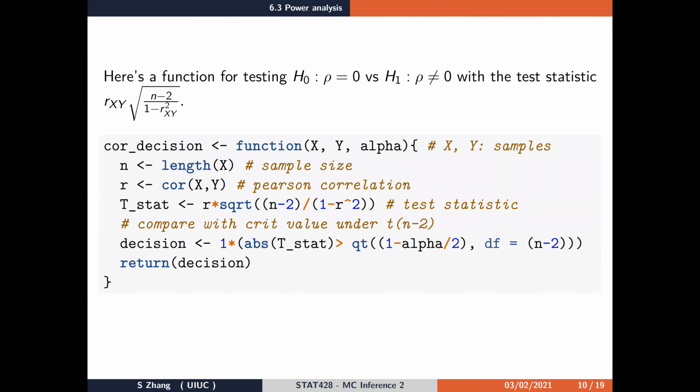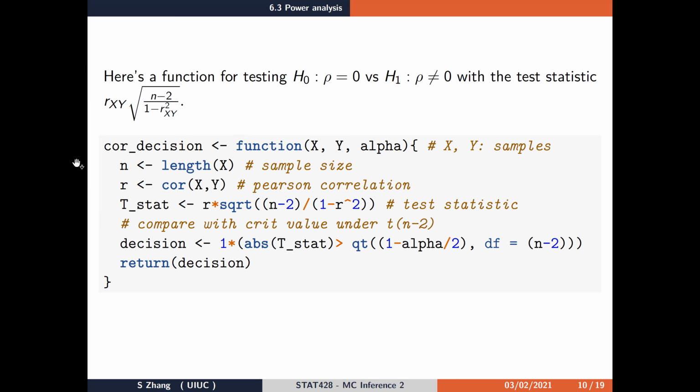So just like the case for the t-test, let's create a function for testing the hypothesis first. Note that we want to test the null hypothesis that x and y are not correlated versus the alternative hypothesis where the correlation is non-zero. And the test statistic we're going to use is given by this thing over here, which we know should be t-distributed with n-2 degrees of freedom. And because it's t-distributed with n-2 degrees of freedom, we can use that to find the critical values for our particular alpha level of 0.05.